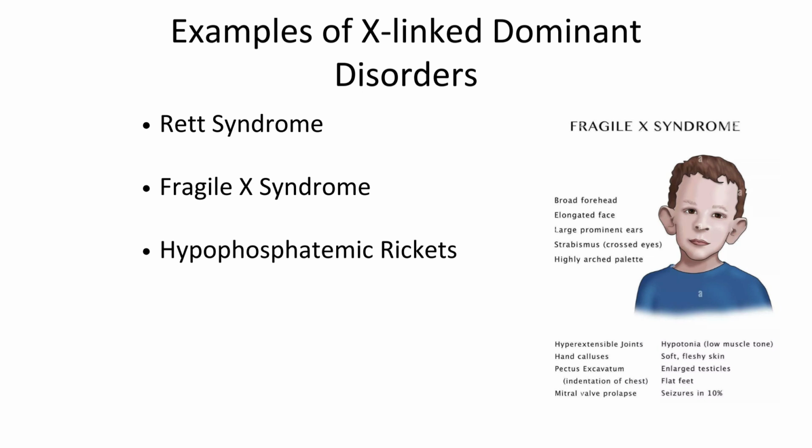Examples of X-linked dominant disorders include Rett syndrome, Fragile X syndrome, and hypophosphatemic rickets. Fragile X in particular is a high-yield favorite for USMLE questions, often presenting with intellectual disability and physical features like a long face and large ears.